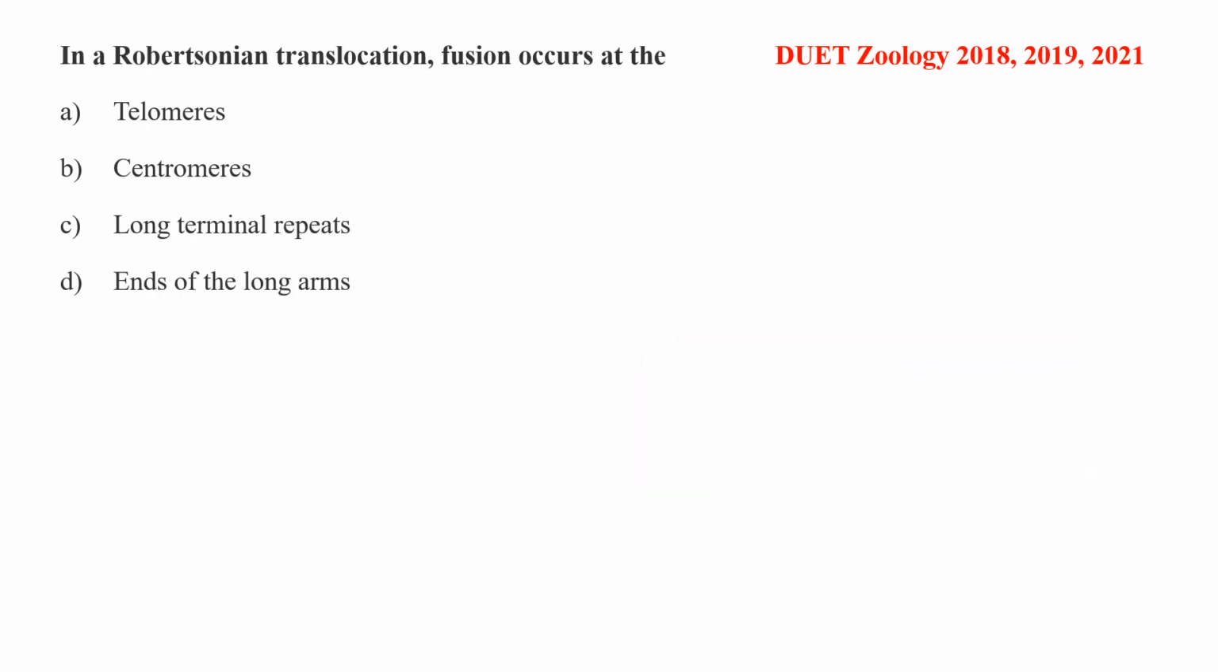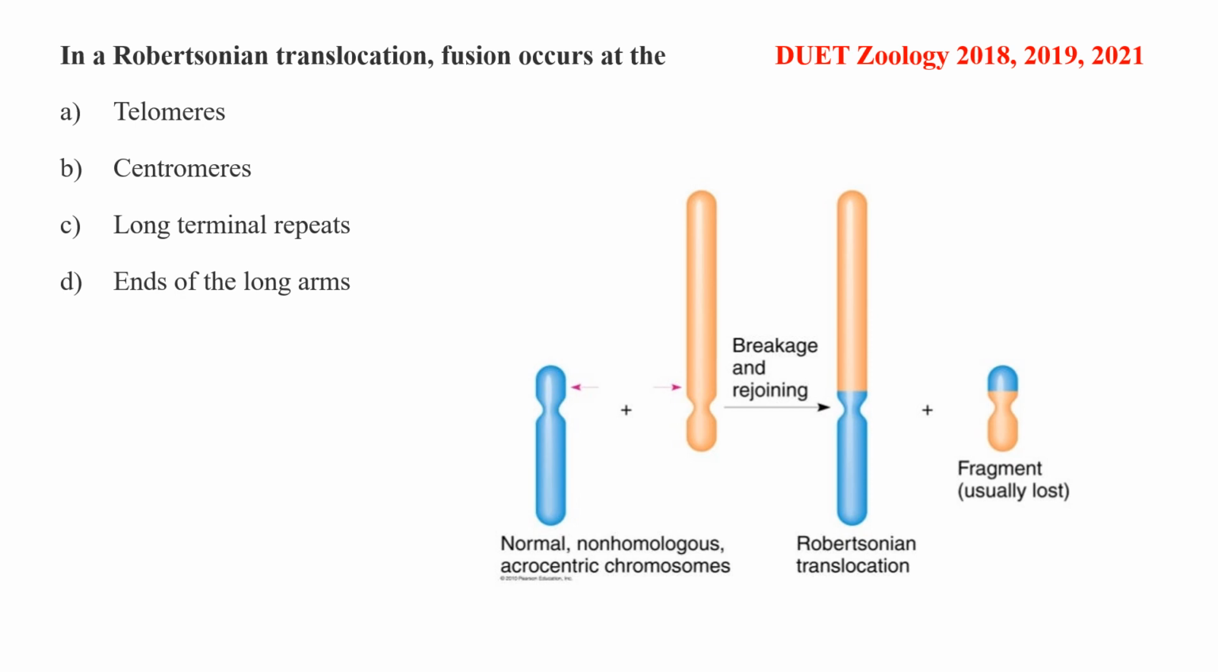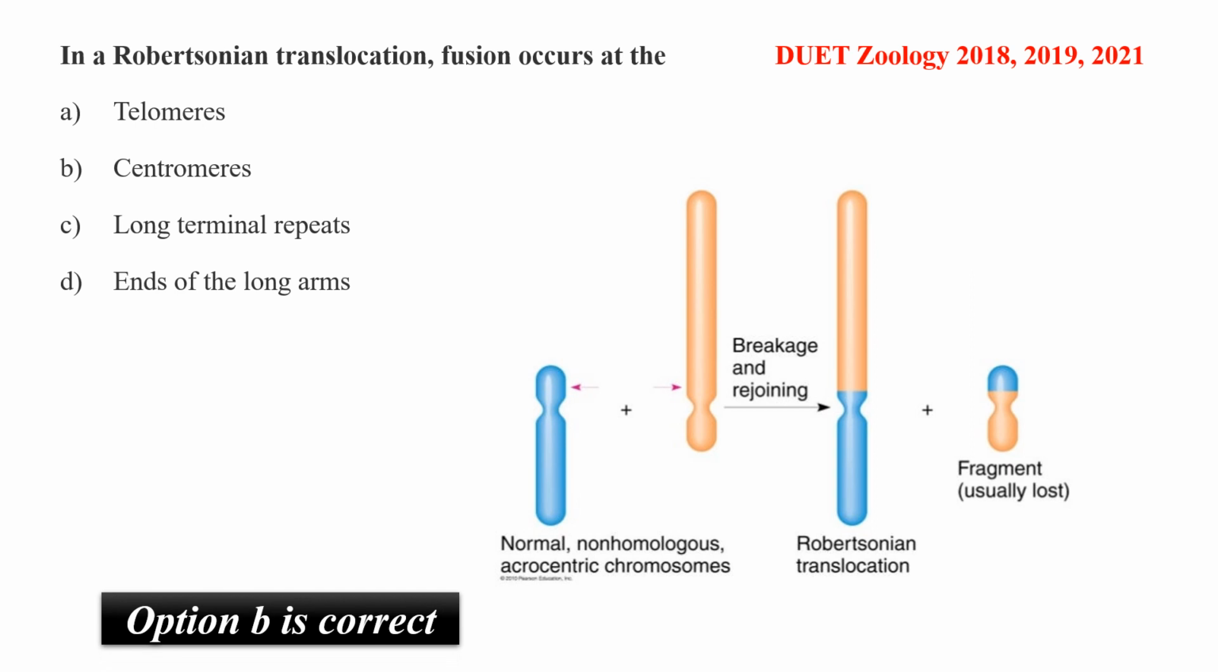In Robertsonian translocation, fusions occur at telomeres, centromeres, long terminal repeats, or ends of the long arms. A Robertsonian translocation occurs when the long arms of two acrocentric chromosomes fuse at the centromere and hence the two short arms are lost. So option B would be the correct answer.